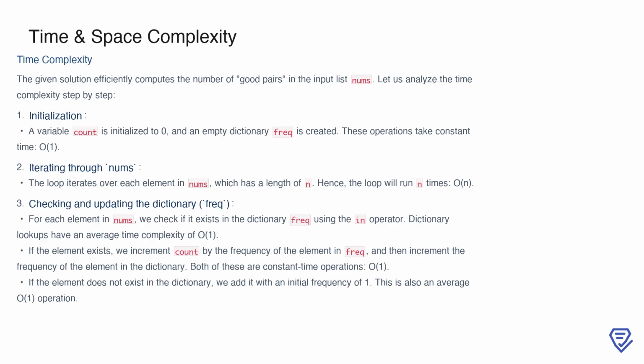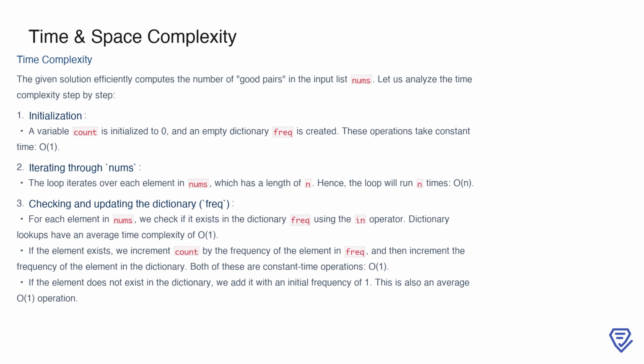First, we initialize a variable count to 0 and create an empty dictionary called frequency. These are simple operations that take constant time, or O(1). Next, we iterate through the array nums, which contains n elements. Since the loop processes each element exactly once, the iteration step has a linear time complexity of O(n).